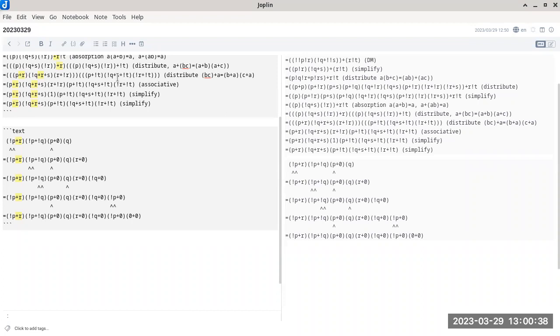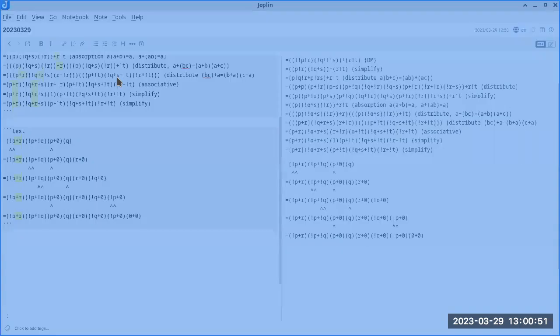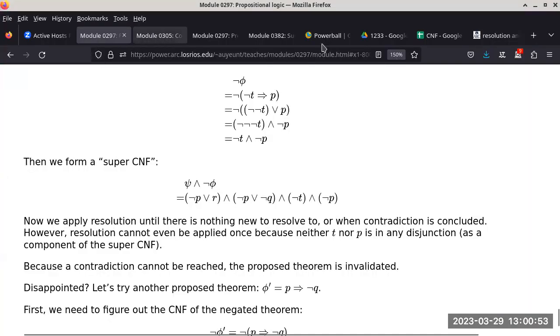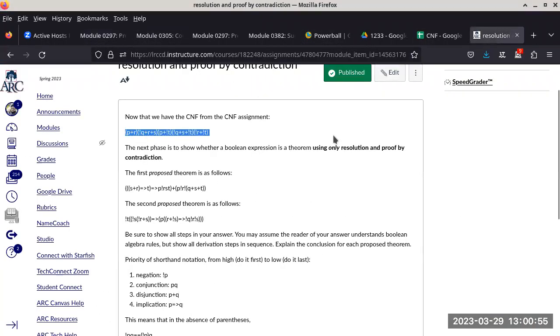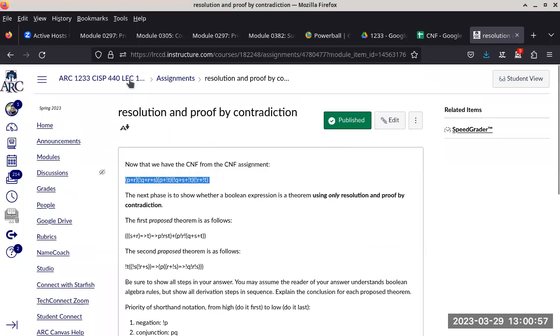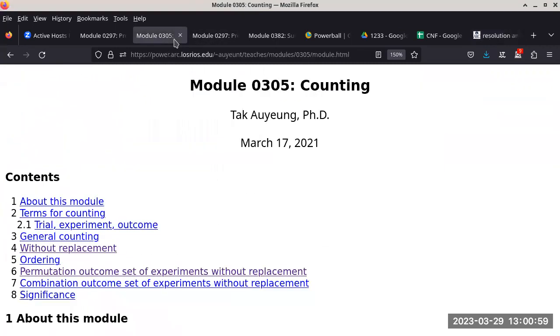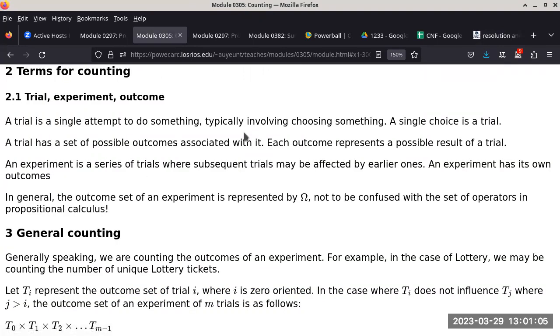Yep. All right, so we are getting back, remember I said earlier that we're going to flip-flop between propositional logic and also counting. So we are now switching back to counting. So let me go back to the modules, and I think I might still have those modules up. Counting, there we go.